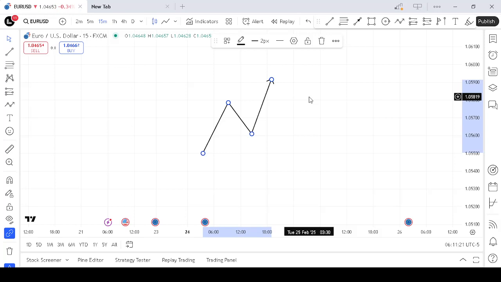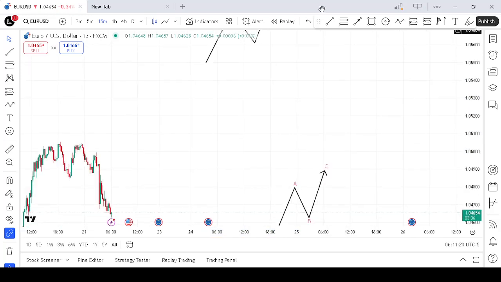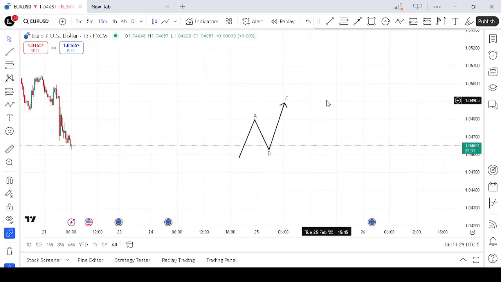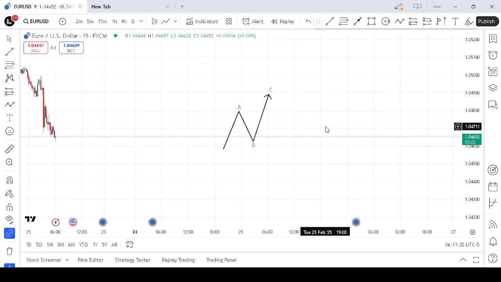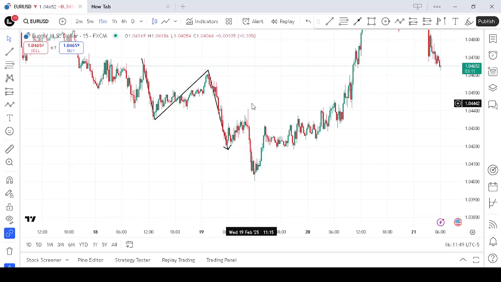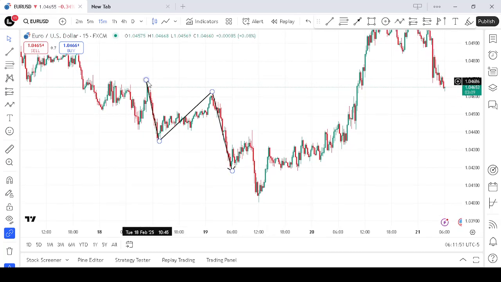What makes this pattern particularly powerful is the ability to show you where the smart money is positioning itself. When you see an ABC pattern forming, you are essentially watching the institutional traders and the large market players leaving their footprint in the market. So let's get this on the chart. Okay, this is a bearish ABC pattern. This is the A point, this is the B point, this is the pullback. Remember, the B point is the pullback, then this is the C point.